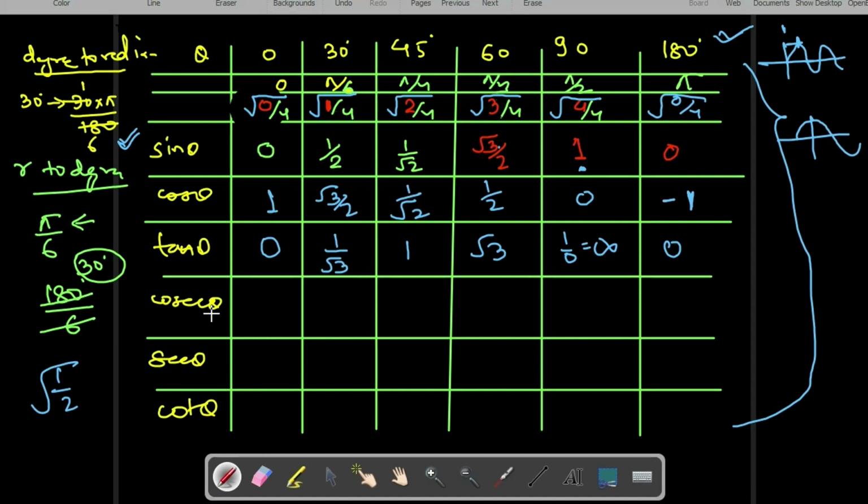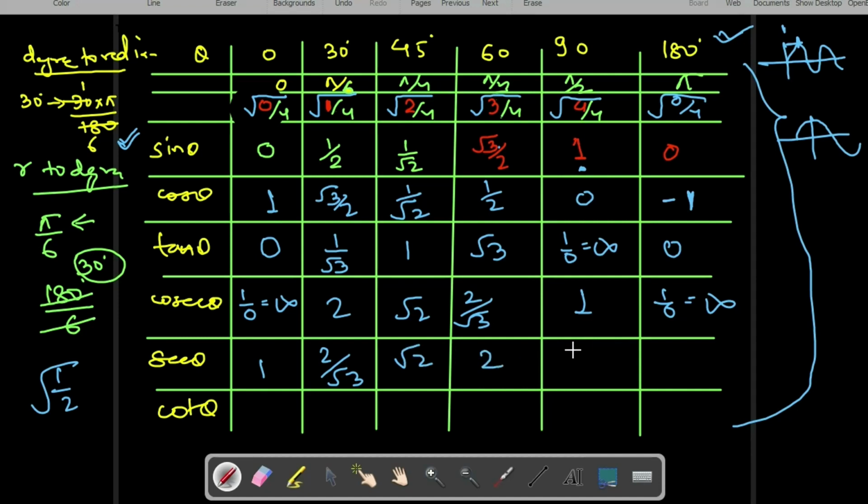Now cosec is what? Reciprocal of sine. So this is 0, that means this is 1 upon 0, which is going to be not defined. This is going to be 2, this is going to be root 2, this is going to be 2 upon root 3, this is going to be 1, and this is going to be 1 upon 0, which is going to be infinite. Sec theta is going to be reciprocal of cos theta, so I will write here 1, 2 upon root 3, root 2, 2, this is 1 upon 0, that means infinite, and this is -1.